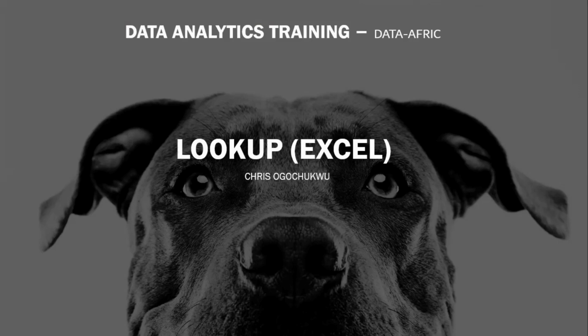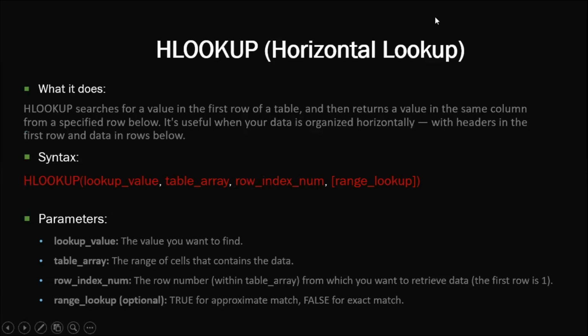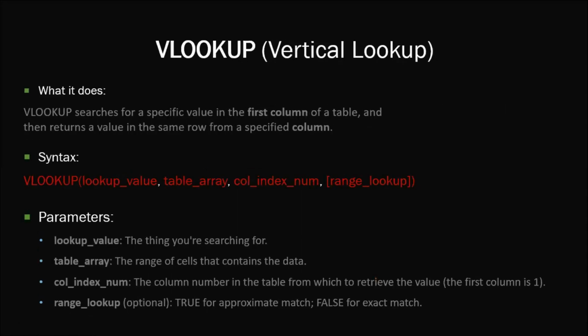So lookup in Excel, what is lookup? What are the types of lookup we have? We have the VLOOKUP, the HLOOKUP and the XLOOKUP, though the most popular one is the VLOOKUP. The VLOOKUP helps you to search for specific values in the first column of a table and then return a value in the same row from a specific column.